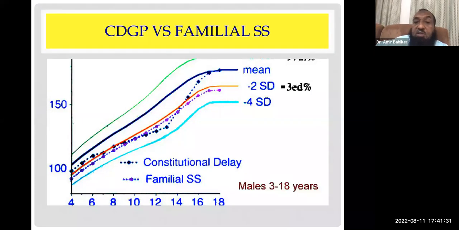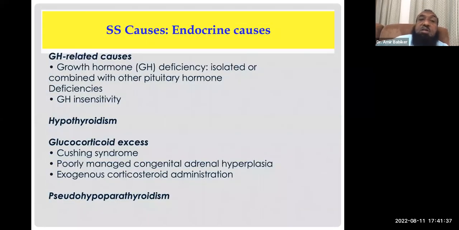So this is the difference between the familial and the constitutional. The constitutional catch up, but the familial continue to be short. If we talk about the endocrine causes, there are 4 major ones. These are growth hormone deficiency, hypothyroidism, so thyroid hormone deficiency, and pseudohypoparathyroidism. That means there is excess of PTH but not working at the target organ, as I started my talk with. So 2 of them are deficiencies: growth hormone deficiency and thyroid deficiency.